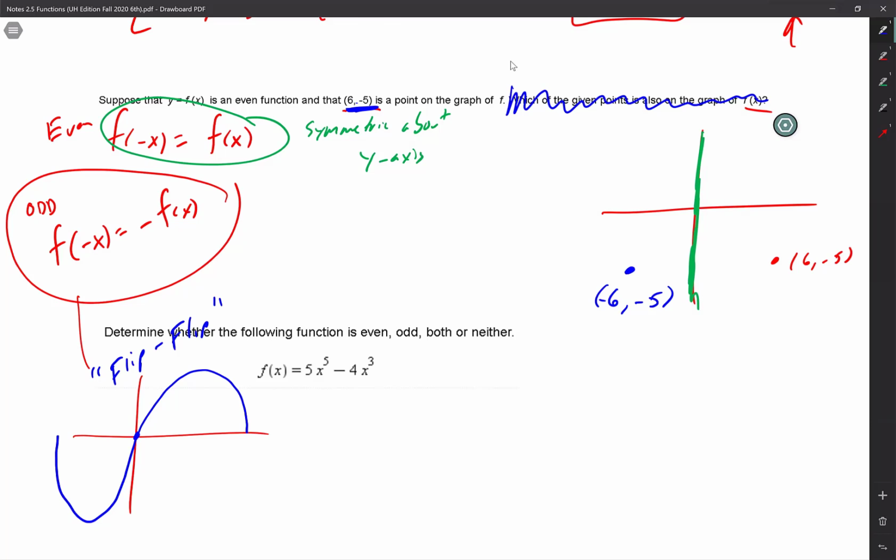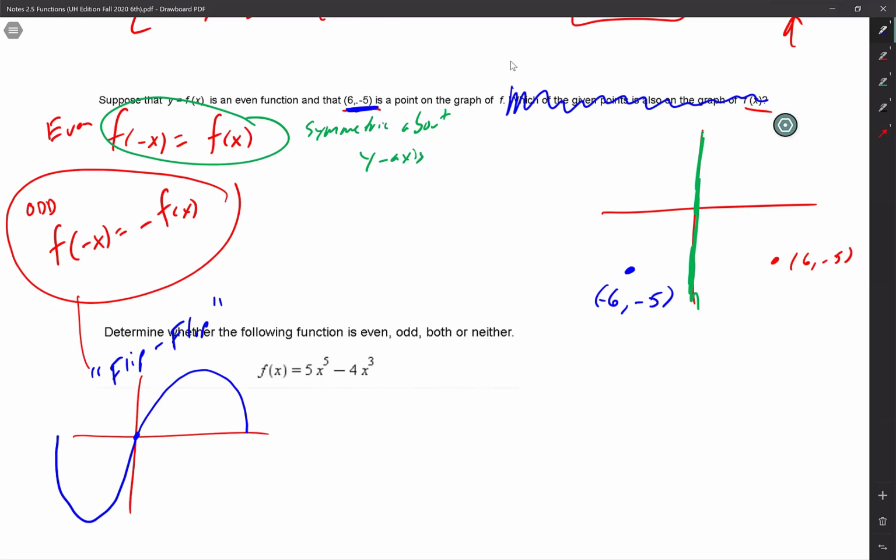Well, I'm gonna test both of these out, I guess. See how I have a negative x in there, and I'm gonna see if I get the original function or if I get a negative on the outside. So I'm gonna type 5(-x) to the 5th power minus 4(-x) to the 3rd power. And then all you do, guys, you just go negative times a negative times a negative times a negative times a negative is a negative. So negative times a positive is a negative. So you're going to have negative 5x to the 5th.